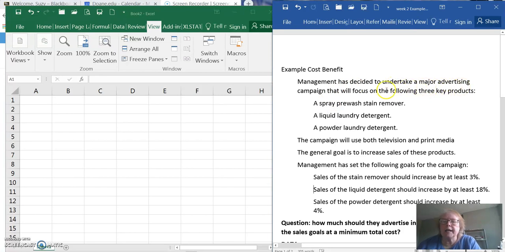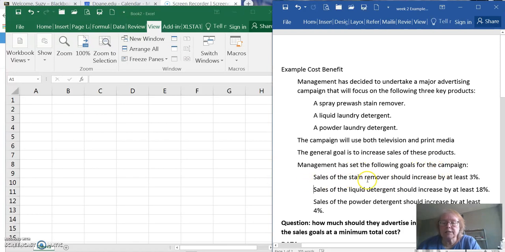Management has decided to undertake a major advertising campaign that will focus on the following three key products. So we've got three products: a spray pre-wash stain remover, a liquid laundry detergent, a powdered laundry detergent. The campaign will use both television and print media. The general goal is to increase sales of these products. Management has set the following goals for the campaign.